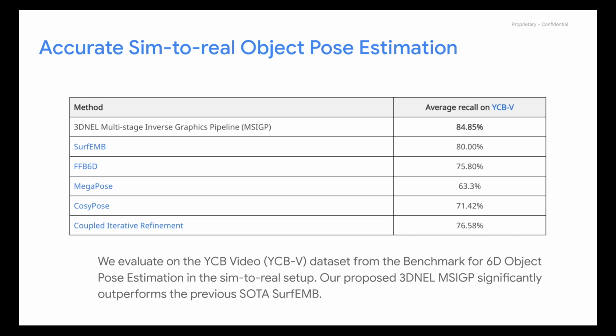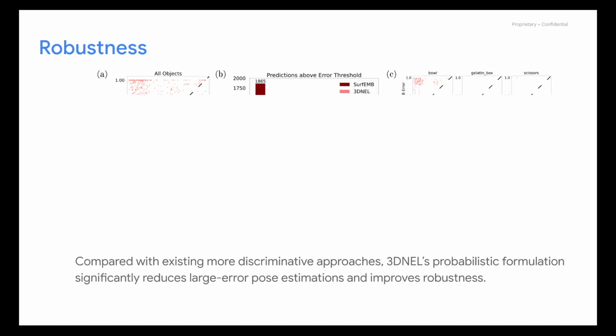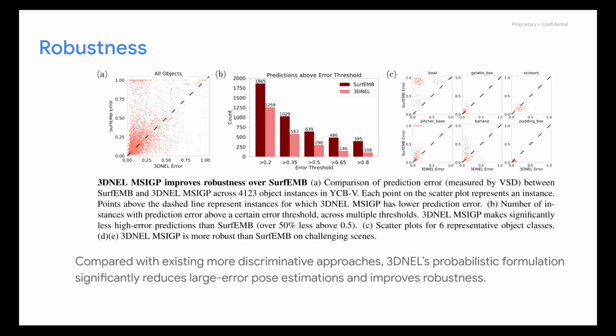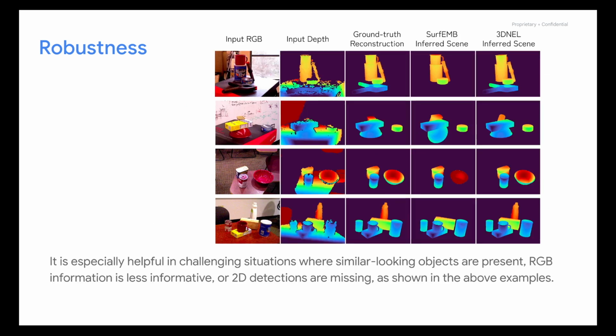We evaluate on the YCB video dataset from the benchmark for 6D object pose estimation in the sim to real setup. Our proposed 3D NEL MSIGP significantly outperforms the previous state-of-the-art SURFEMB. However, the true distinction of 3D NEL lies in the array of probabilistic benefits it offers. Compared with existing, more discriminative approaches, 3D NEL's probabilistic formulation significantly reduces large error pose estimations and improves robustness. It is especially helpful in challenging situations, as shown in the above examples.